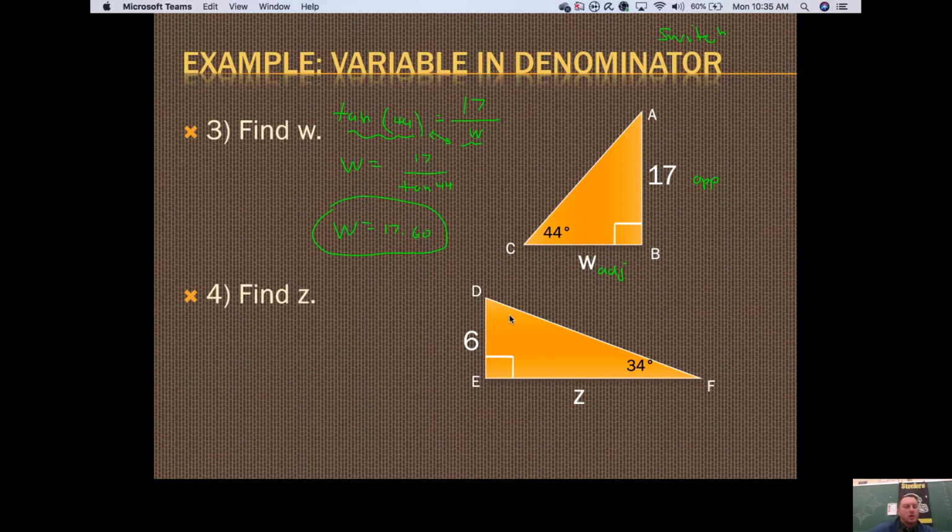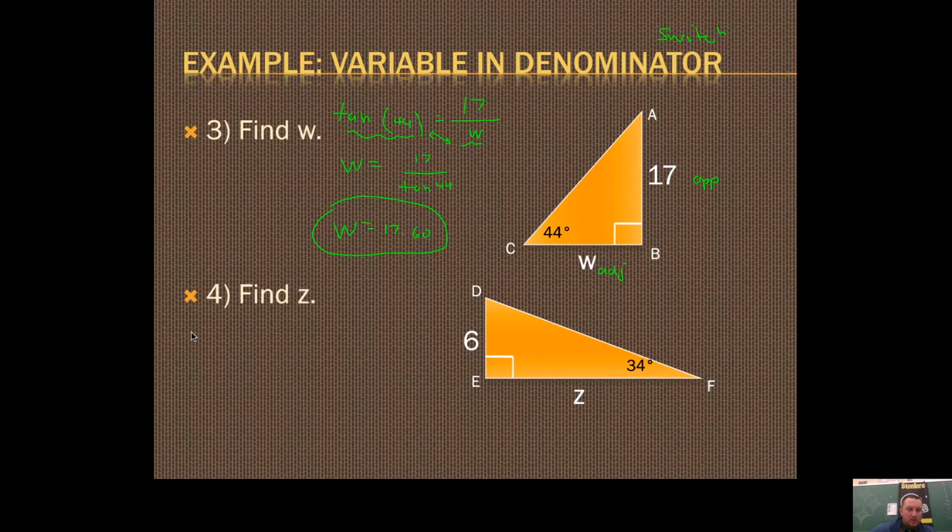Okay, let's look at this one. We have a right triangle. We know an acute angle. They give us a leg and we want to find a leg. That's why we're using tangent. So tangent of our acute angle equals the length of the opposite leg divided by the length of the adjacent leg. The variable is at the bottom. So we're going to switch these two things and divide. So our value is going to be 6 divided by tangent 34.